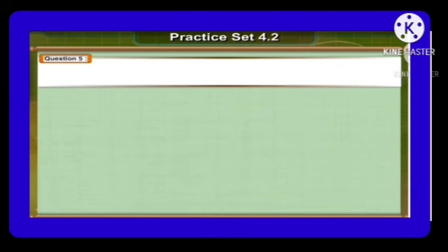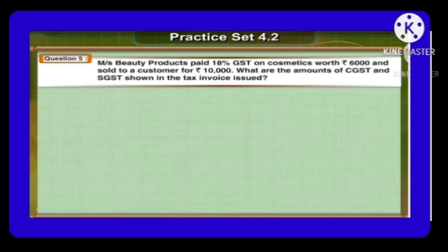Question number 5. MS Beauty product paid 18% GST on cosmetic worth rupees 6,000 and sold to a customer for rupees 10,000. What are the amount of CGST and SGST shown in the tax invoice issued? Now we'll see the solution for question number 5.